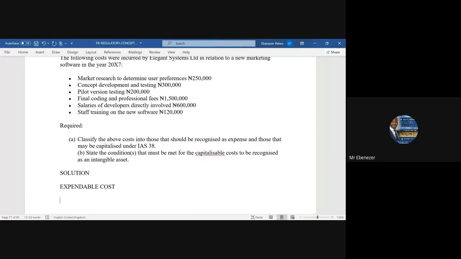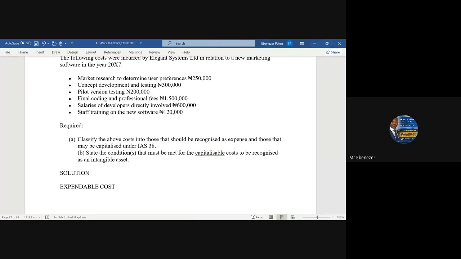Concept development and testing. Is it to be expensed or capitalized? Capitalized. Capitalized. Oh my God. Do we all agree it is capitalized? Yes. Oh my God. That means it's at its final stage.